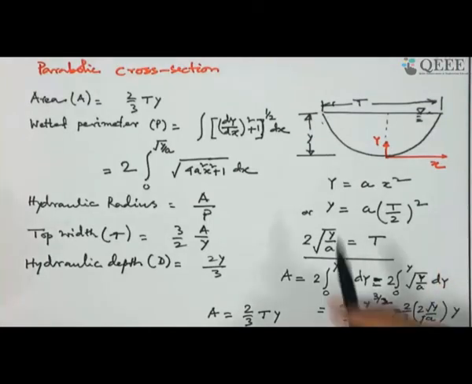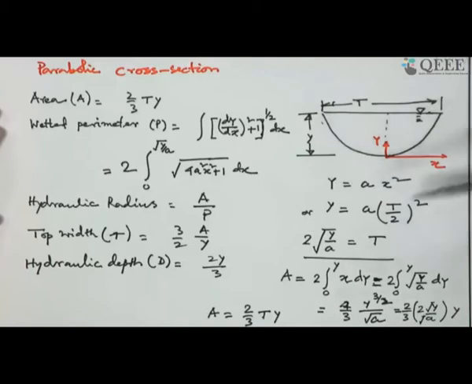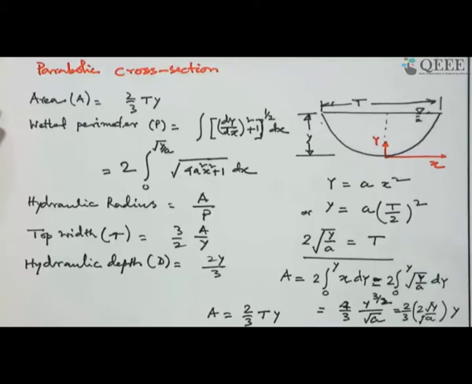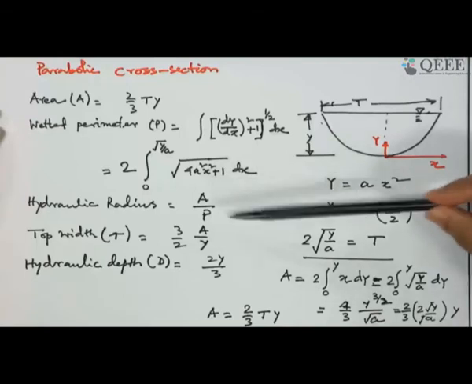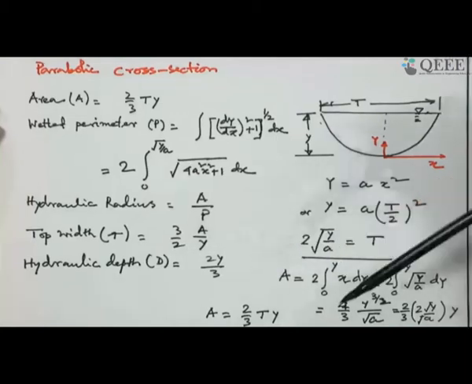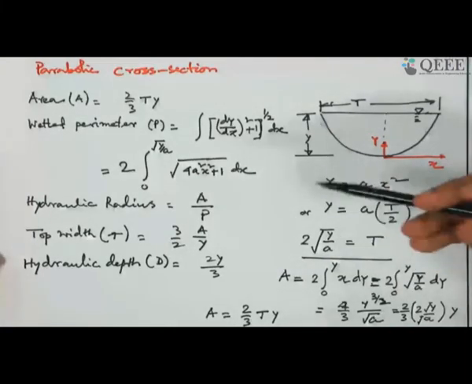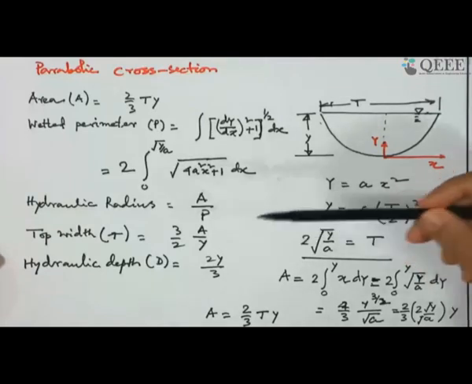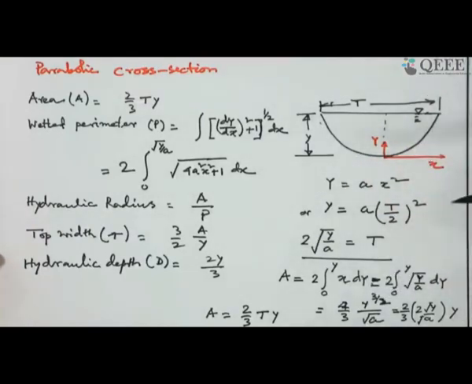So, we can see that for complex cross sections also we can find out the nature of the perimeter and its length, and from this we can find out the channel properties, that is hydraulic radius and hydraulic depth. We will be utilizing these hydraulic depth and hydraulic radius in the next unit to get the expression for velocity.